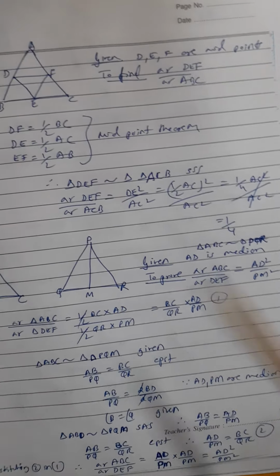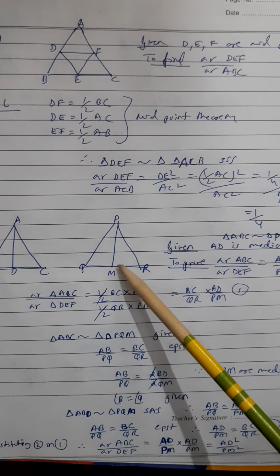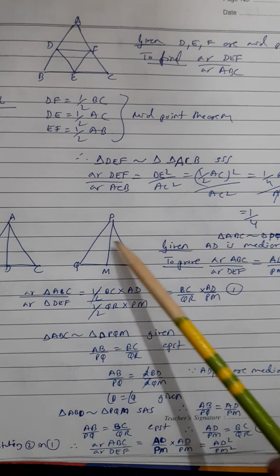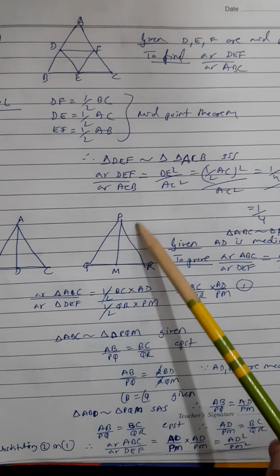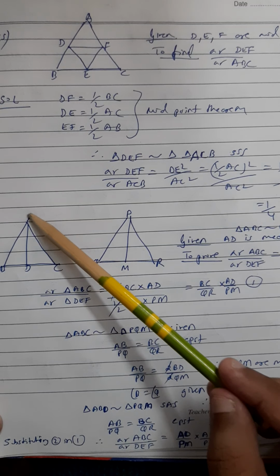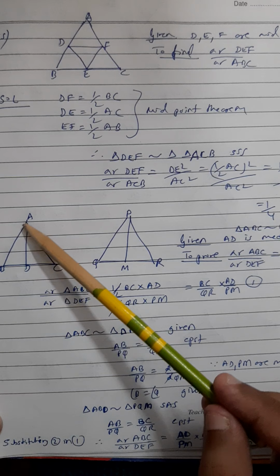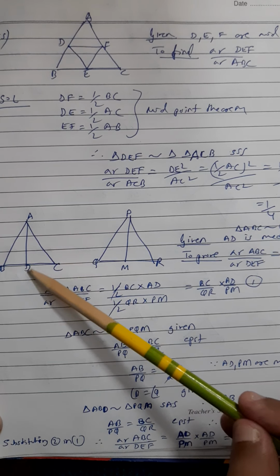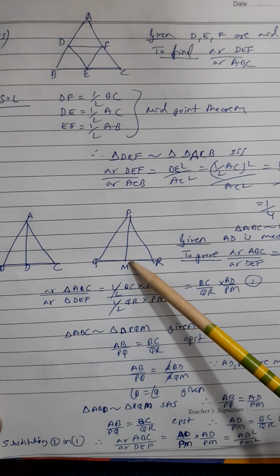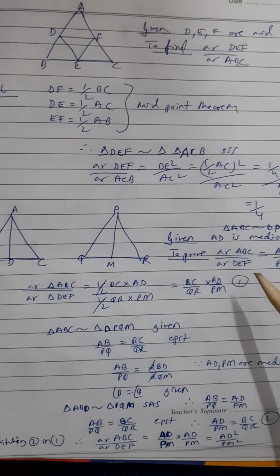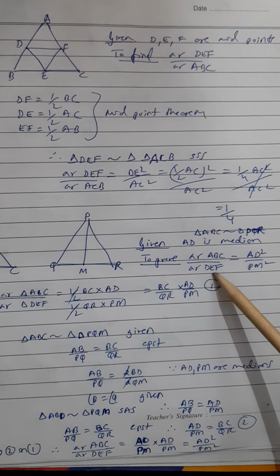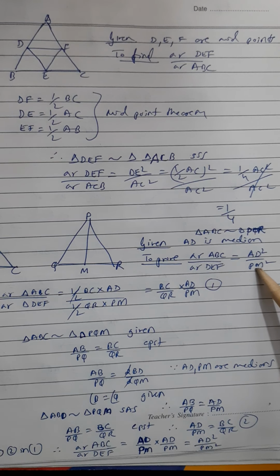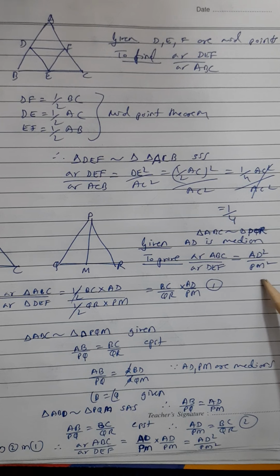Then question number 6. You are given two triangles ABC and triangle PQR. They are already given similar to each other, and it's already given that AD and PM are the medians. Now if you remember, medians are lines drawn from the vertex to the midpoint of the opposite side. So this is a midpoint here. What we need to prove here is that the ratio of areas of the two triangles ABC and PQR is equal to the square of their corresponding medians, that is AD square by PM square.